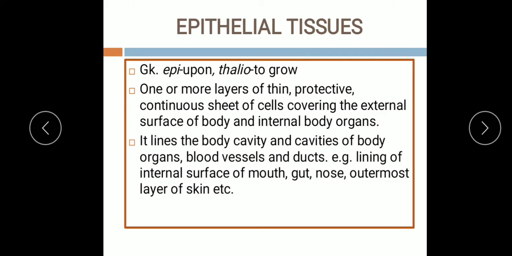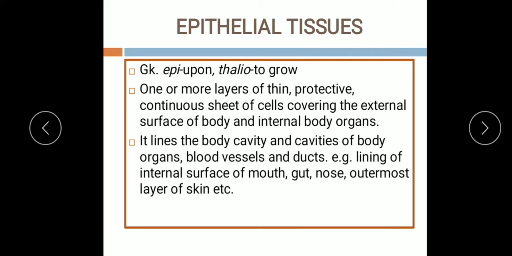Now epithelial tissue helps to form the gametes also, like the epithelium of the male and female reproductive organs in the individuals. Like the seminiferous tubules, they form the male gamete, sperm, and the inner lining of the ovary forms the ova.